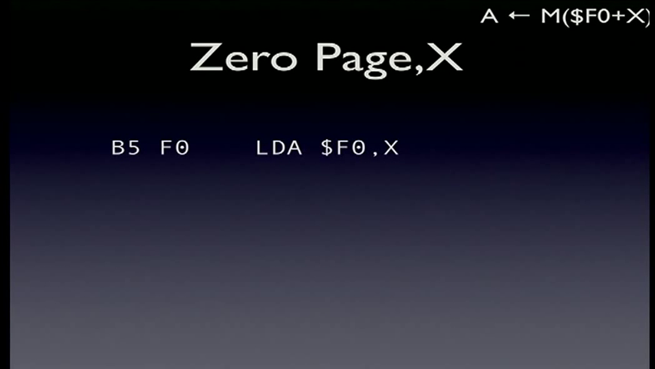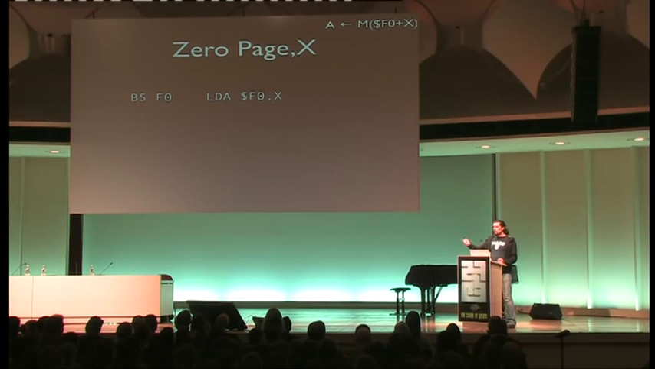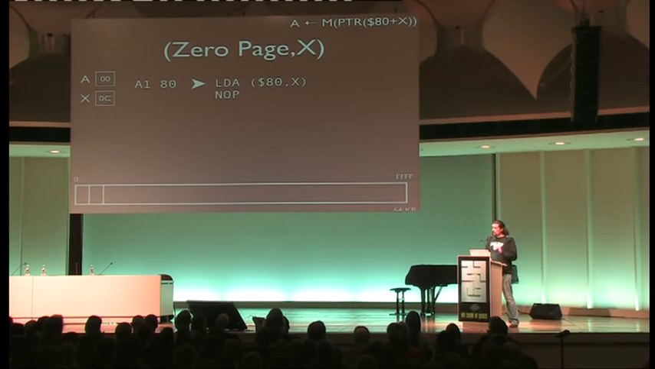The same exists with zero page, but the interesting thing here is that there's a wraparound inside zero page. So if X in this case is 16 or above, it would wrap around to zero again, so you cannot exit zero page with this indexing. Same with zero page comma X comma Y.